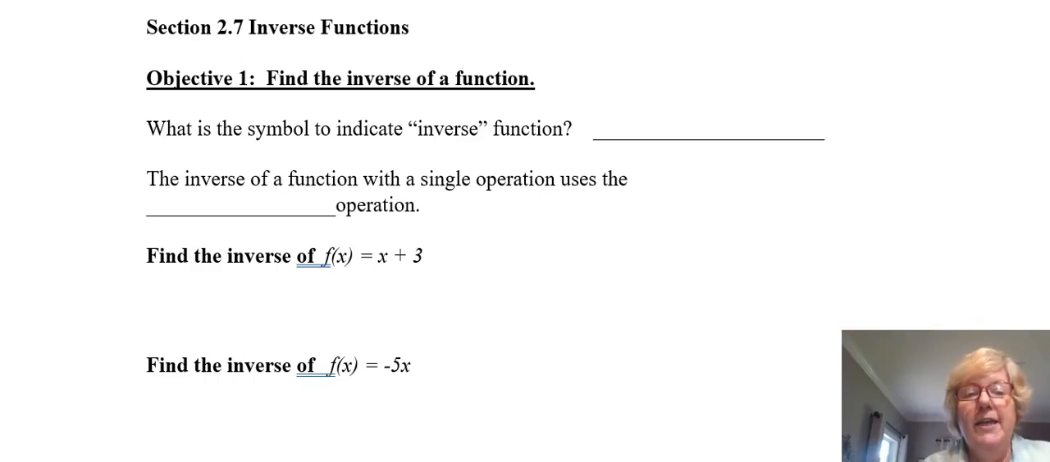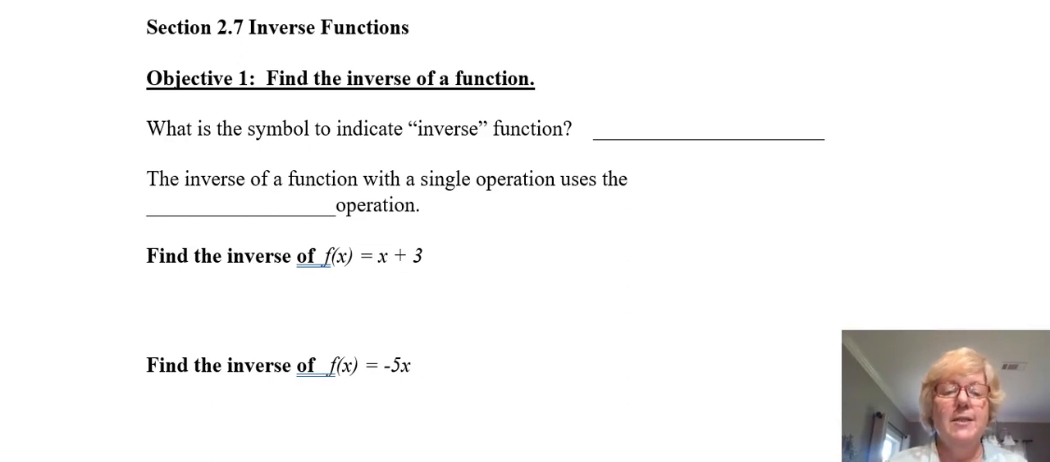Today we'll look at inverse functions. Now, the word inverse means opposite of or reverse. So when we talk about inverse functions, we're really talking about inverse operations. A couple of things to take note of.